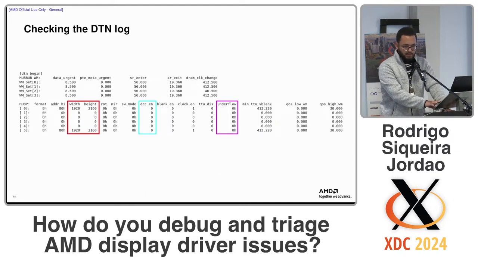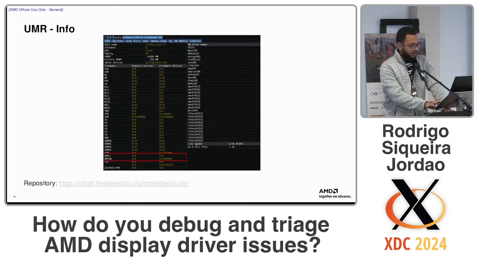We have this other log, which is DTN. This also has information, for example, pipe split, or if some DCC is enabled, if we have underflow, and many other pieces of information there. This is another very good source of information for the bug. And we also have this amazing tool named UMR.